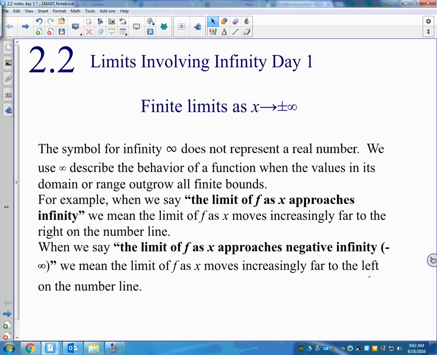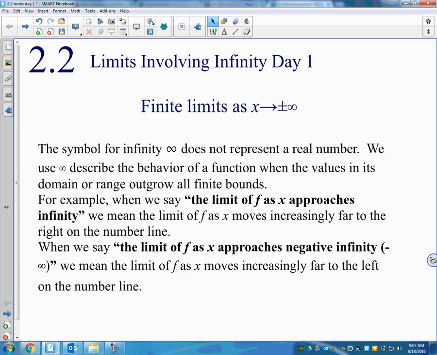Start talking about asymptotes and limits. Everything so far with the limit, we've talked about a limit approaching a finite number. Today we're going to talk about a limit approaching positive or negative infinity. So instead of approaching 7, we're going to say what's happening as it's approaching larger and larger values.